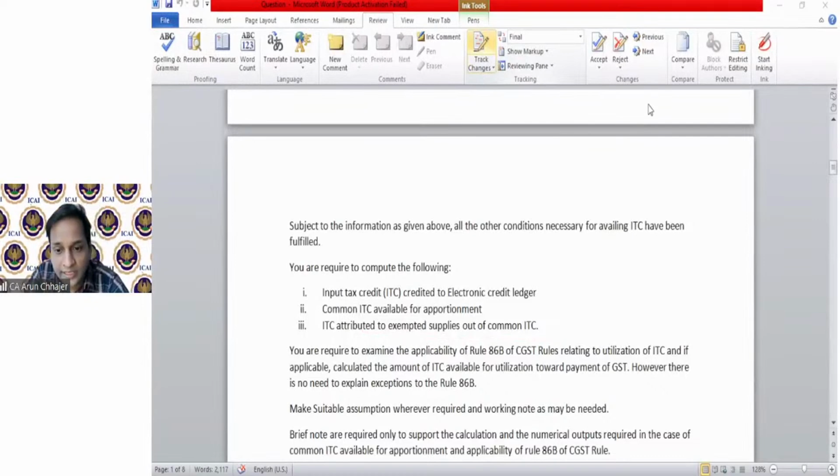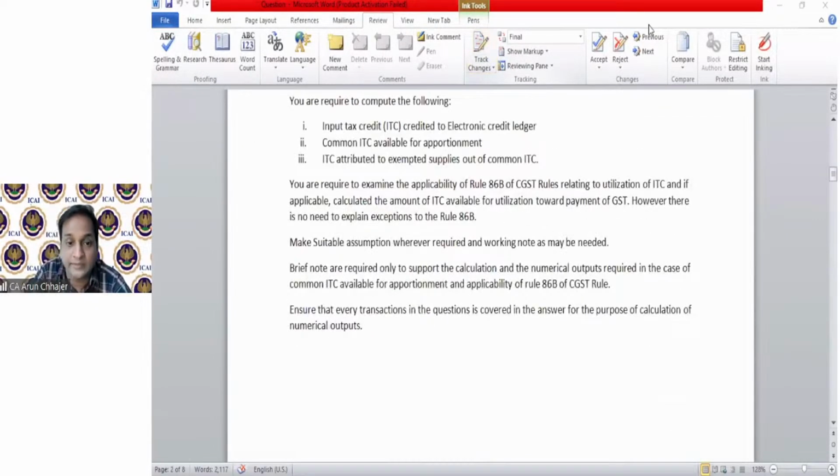Now, it also says you are required to examine the applicability of Rule 86B relating to utilization of ITC, and if applicable, calculate the amount of ITC available for utilization toward payment of GST. However, there is no need to explain the exception to Rule 86B. Now, my dear friend, please tell me when it is applicable. Question number 1. Question number 2, how much I can use the ITC, and any one exception, that's it.